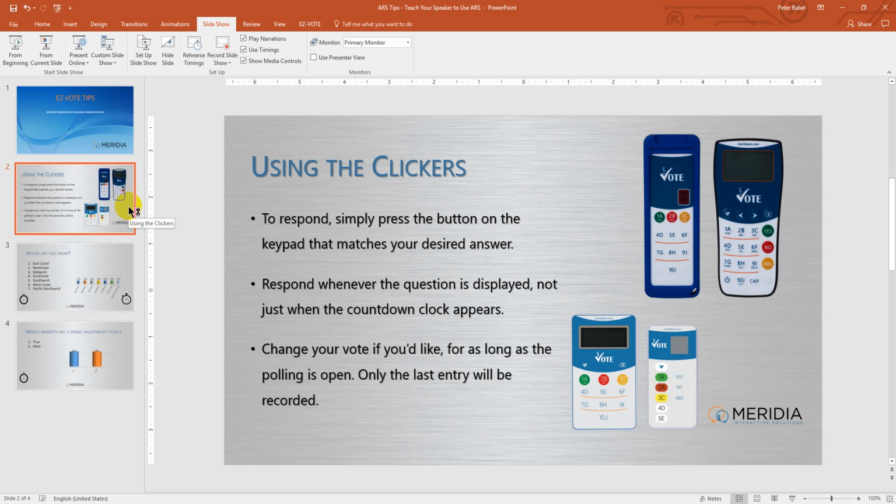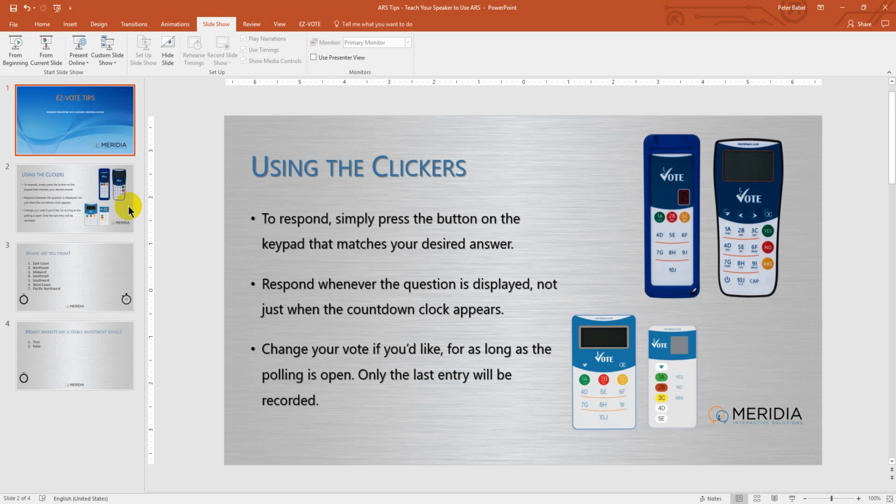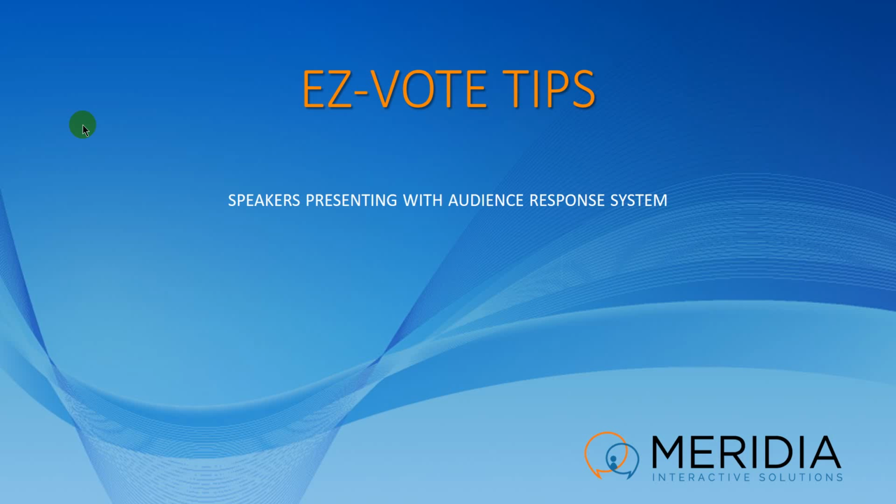And if I wanted to start from the beginning, I simply press F5. I don't have to go to slide 1. Just like that. Press Escape to leave presentation mode and return back to design mode. Let's start the presentation from the beginning.